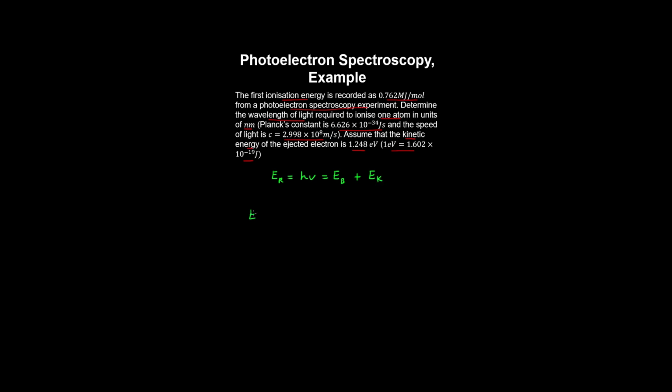Now the binding energy is given in megajoules per mole. So we need to convert it to units of joules per atom. So we get this in units of joules per atom, and the kinetic energy of the ejected electron can be converted from electron volts to joules.